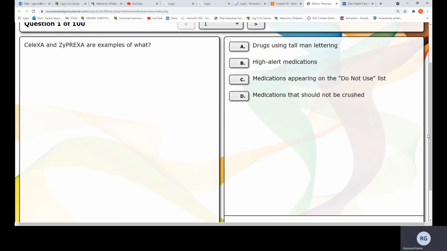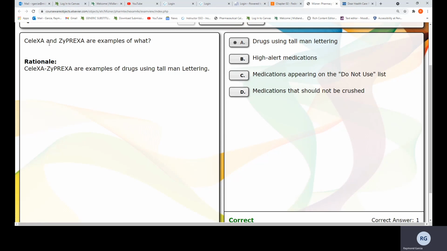Celexa and Zyprexa are examples of what? Look at how it's spelled here and what is capitalized. That's usually what gives it away. Drugs using tall man lettering, high alert medications, medications appearing on the do not use list, or medications that should not be crushed. A? Yeah. Just the way it's spelled gives it away. Tall man.